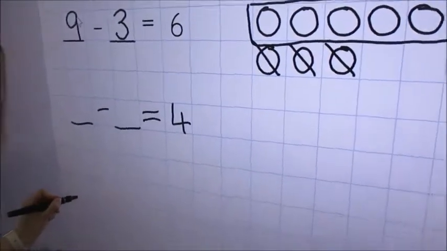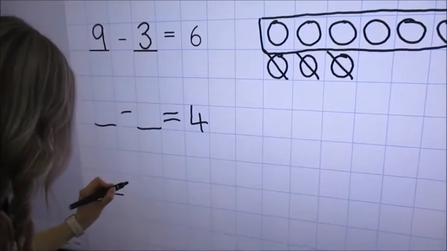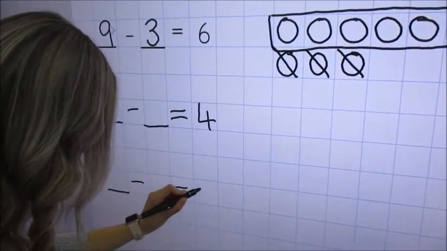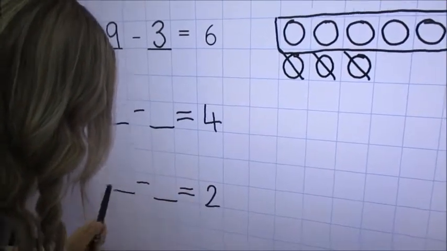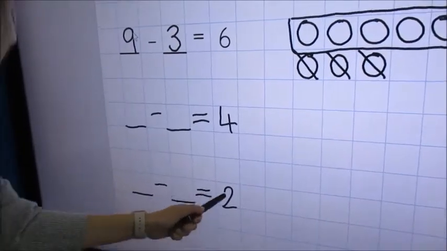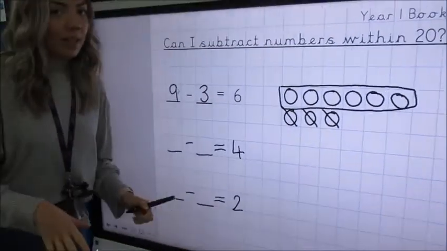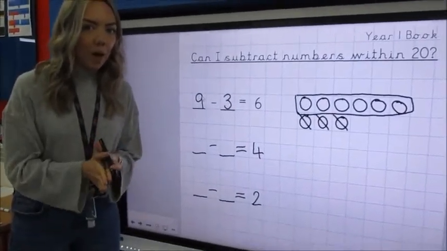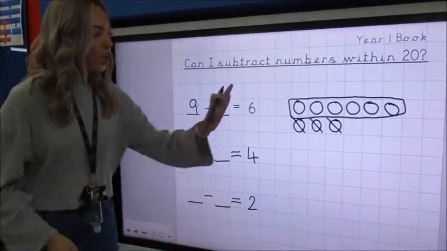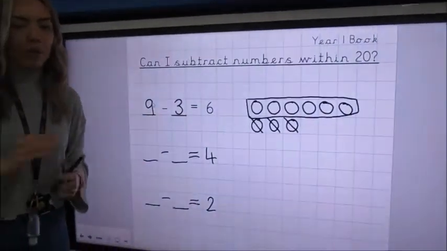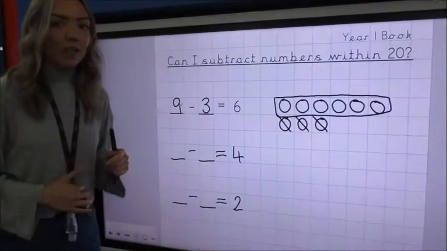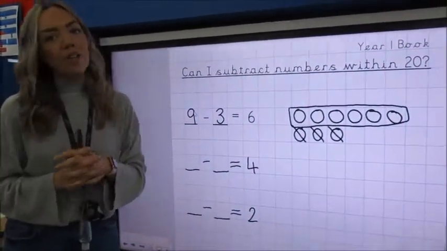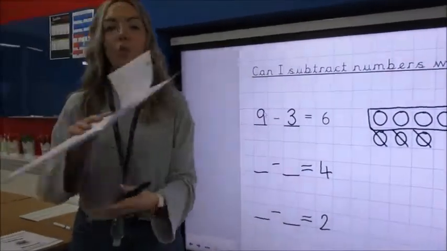I'm going to give you one more. Something subtract something equals 2. So thinking about starting with that bigger number, how many do you need to take away to have 2 left? You can use this method or use your mental method. And then once you've done that and you feel confident and your parents are blown away, then you can move on to the problems in your workbook today.